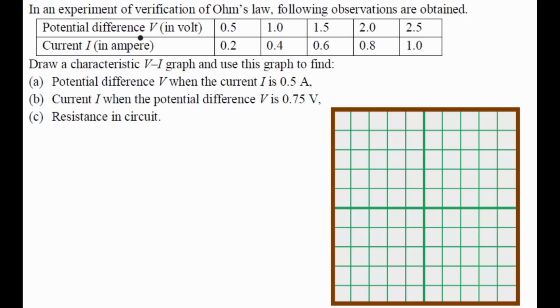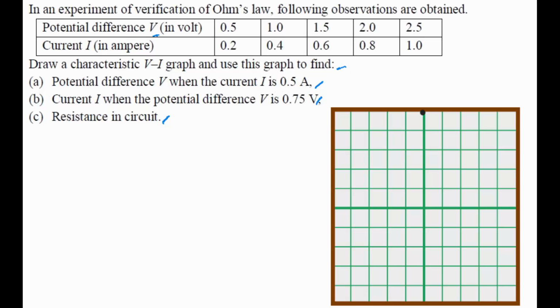What all observations are made? Potential difference V and current I. What we need to do? Draw a characteristic VI graph and use this graph to find potential difference V when current I is 0.5 amperes, and current I when the potential difference V is 0.75 volts, and the resistance in the circuit. First of all, let's try to draw the graph and then try to solve the questions.